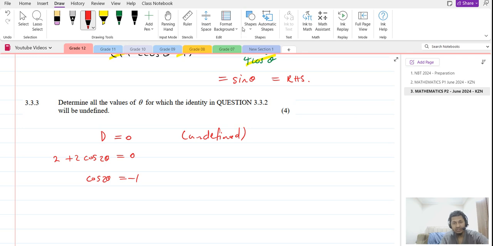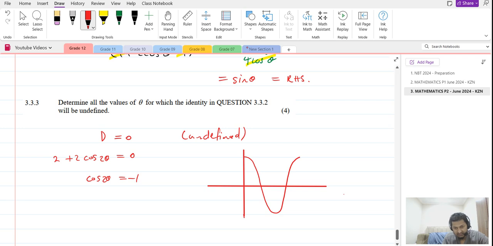Now if you think about the cos graph, when does it hit negative 1? So this is a cos graph. It hits negative 1 at 180 degrees. And at a minimum and maximum there's just one solution, so no need to do two solutions. So we want negative 1. Negative 1 is here, and this is a cos theta graph.